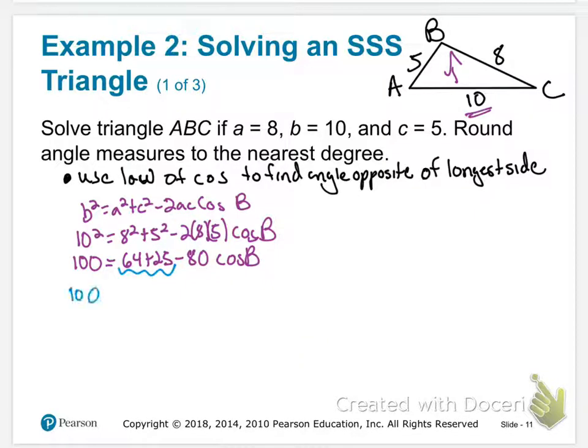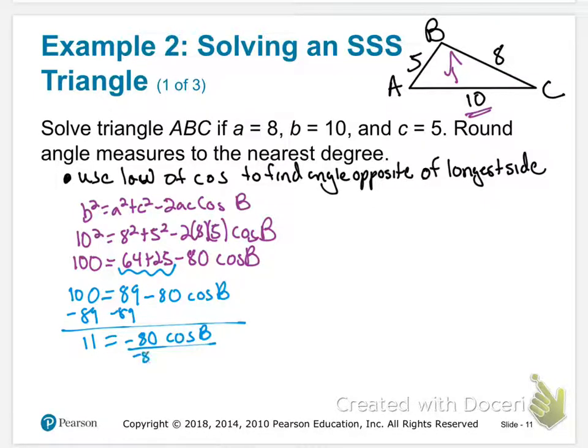So we have 100 equals, and that gives me 89 minus 80 cosine of b. I'm going to subtract over 89. It gives me 11 equals negative 80 cosine of b. I'm going to divide by that negative 80. Okay. We get cosine inverse, so we can solve for that angle, of 11 divided by negative 80, which is approximately 82.